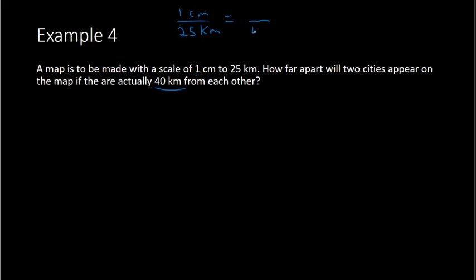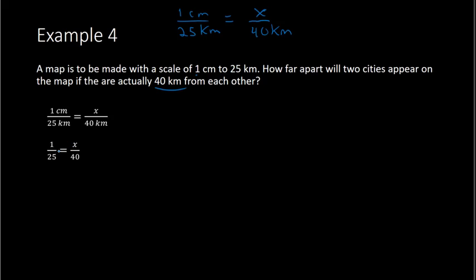So the actual distance goes on the bottom, right? The top is going to be the map distance, and the bottom is the actual distance. And then we're trying to find the map distance for the two cities. So that's your unknown, and that's going to go on the top. So you see it typed up right here with the same proportion. And when we solve this, we can ignore the units. So we can ignore centimeters and kilometers. So my proportion is 1 over 25 equals x over 40.